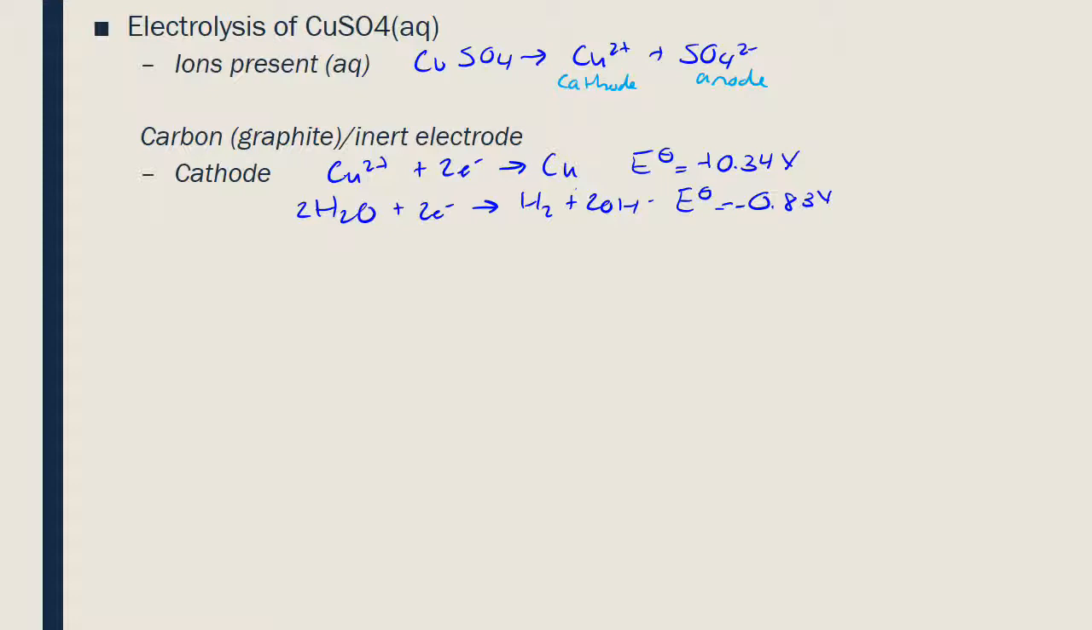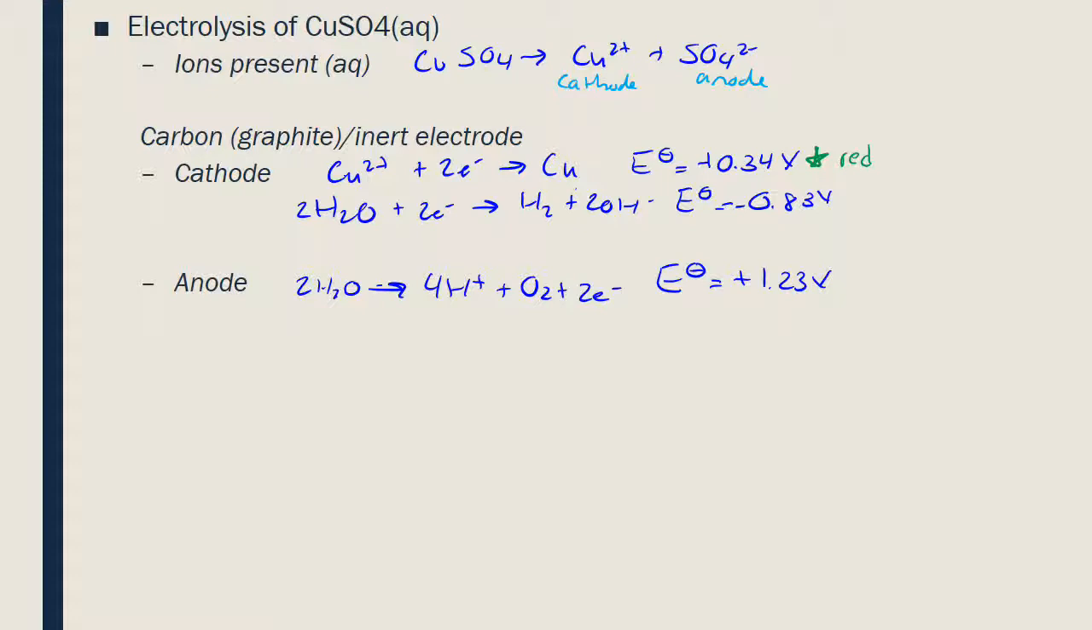As we know, the one that gets reduced is going to be the one that has the higher positive value. And so that means our copper is going to be reduced. It's going to be selectively discharged. At the anode, water is going to be the one being discharged. So water is going to interact with the inert electrode, giving off 4 hydrogens, oxygen, and 2 electrons. The E theta value is positive 1.23 volts.